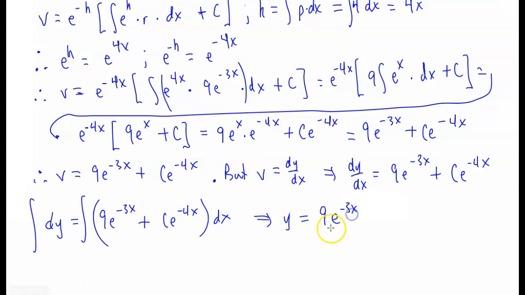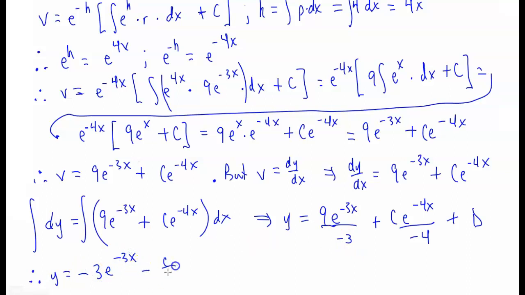I'm skipping it here because this is one of the ones that happens to show up a lot, so we kind of automatically know what it is. Same deal here. We have c e raised to the minus 4x, all that divided by minus 4. And then, of course, we have another integration constant. I'm just going to call it d, okay? So now at this point, I know that y is going to be 9 divided by negative 3 is 3, so 3 e raised to the minus 3x minus c over 4 e raised to the minus 4x plus d, okay?